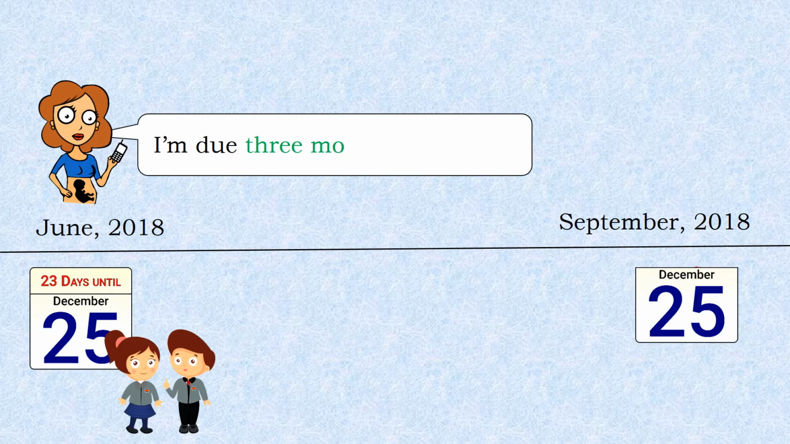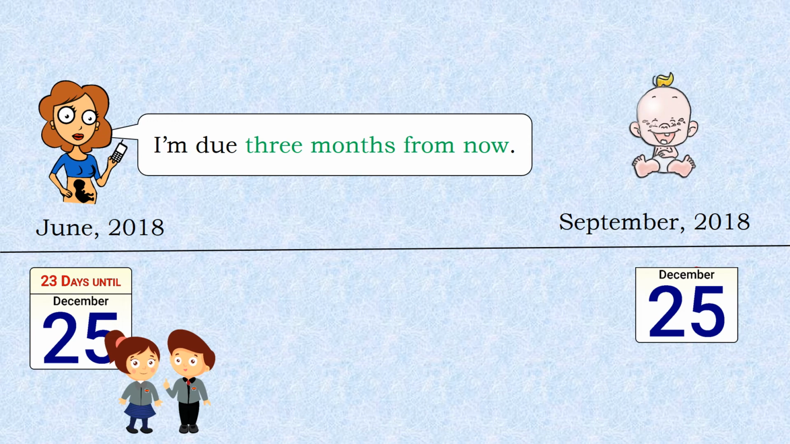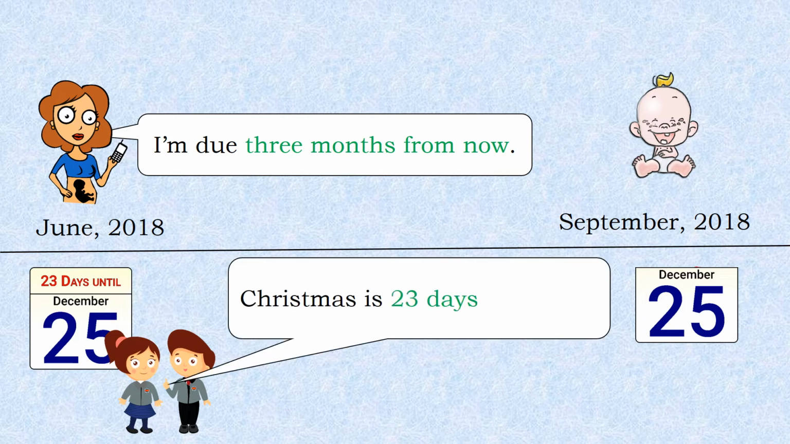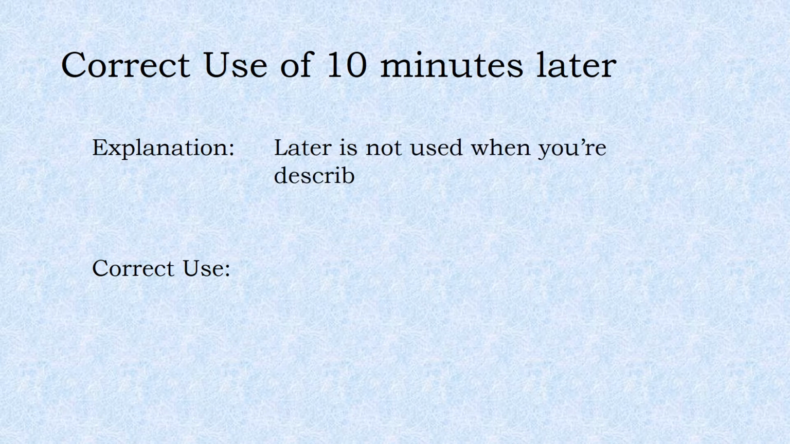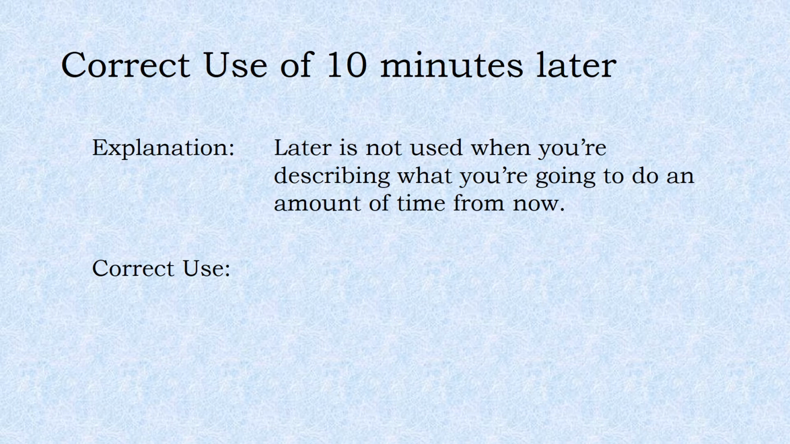"I'm due 3 months from now." Now is June 2018, and in 3 months, which is September 2018, the baby comes. "Christmas is 23 days from now." The countdown calendar says there's 23 days until Christmas. So on December 25th, after 23 days, Christmas arrives. "Later" is not used when you're describing what you're going to do an amount of time from now.